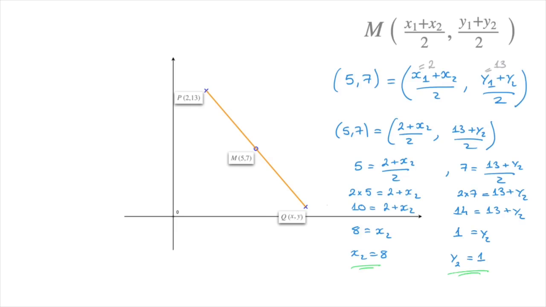And that's the final answer. We can now state that the endpoint Q has coordinates 8 and 1. And we're done. And so that's how we can find the coordinates of an unknown endpoint using the midpoint formula. And that's it for this tutorial.